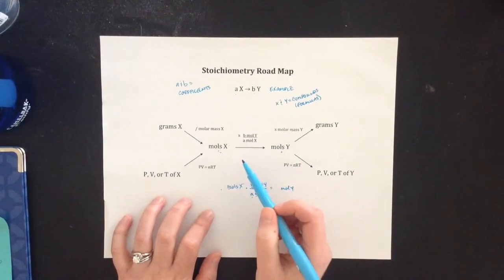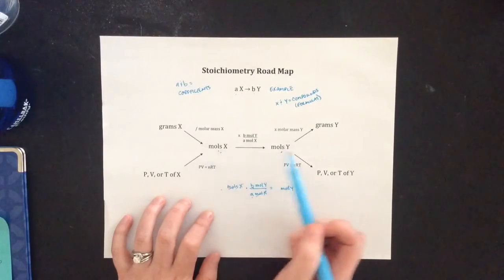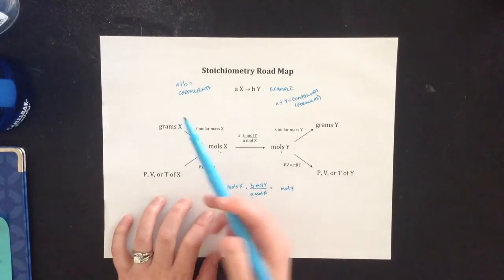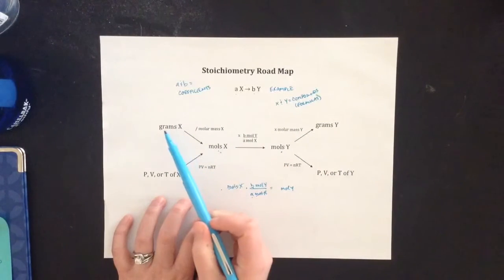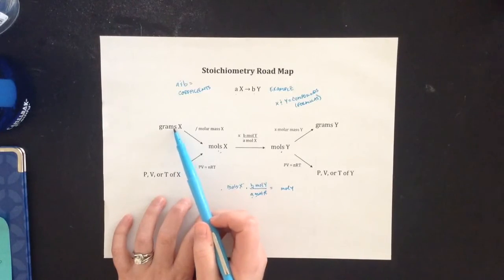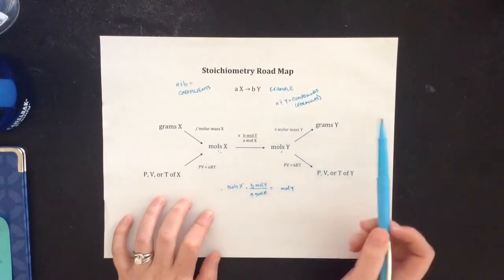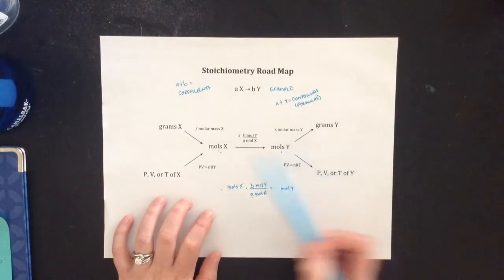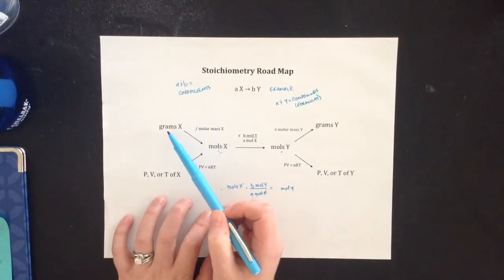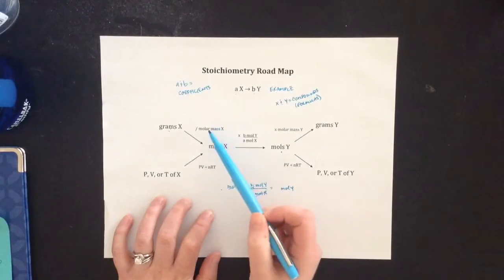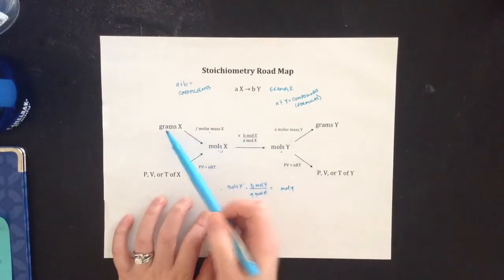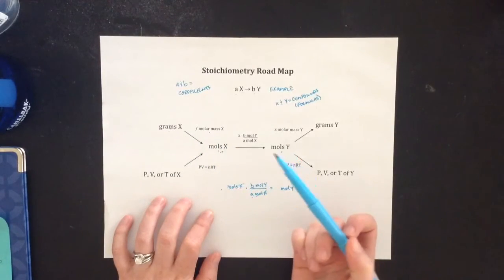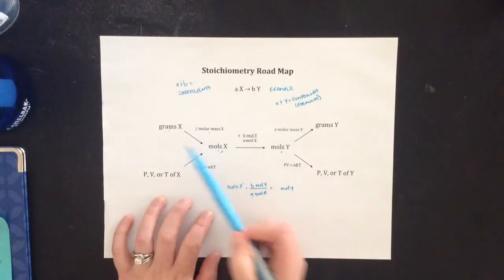Now that's nice and easy, but we usually don't have just moles that we're focusing on. We're usually going from other units. So that's where the outside pieces of this roadmap come into play. So when we start with grams of X, we know we can't go straight from grams of X to grams of Y. We can't compare the masses of two different compounds. We have to go through moles. So to convert from grams to moles, you're going to divide by the molar mass of whatever compound you're looking at. So that's just a standard gram to mole conversion that we've done since about December.